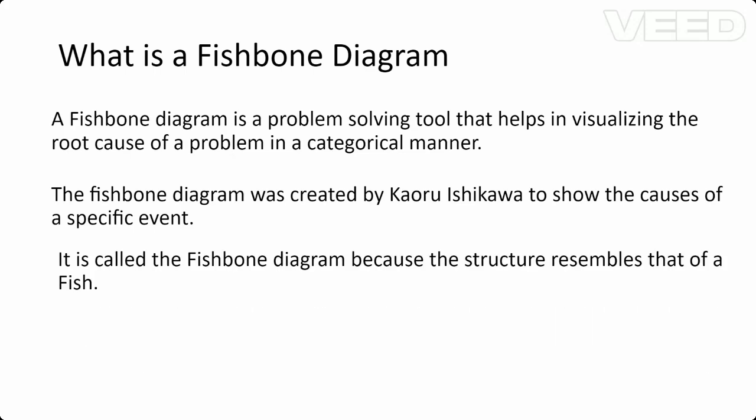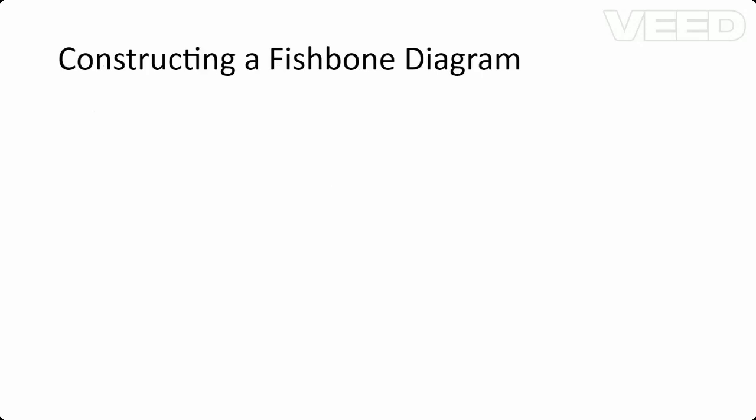So it's called a fishbone diagram because it resembles the structure of the fish. It has the head and the bones spread out. So, how can we construct a fishbone diagram? One, first, you need to state the problem which you are thinking of solving.